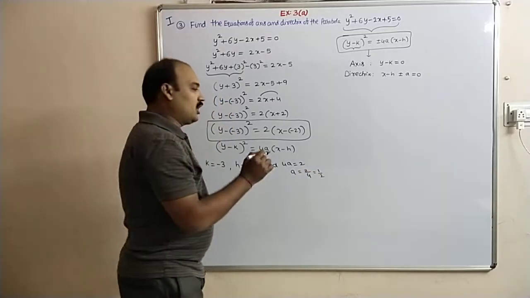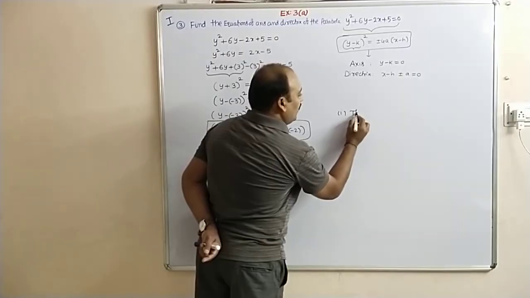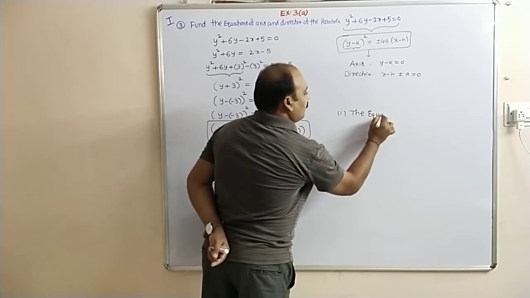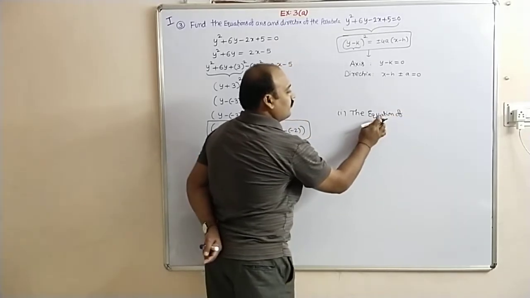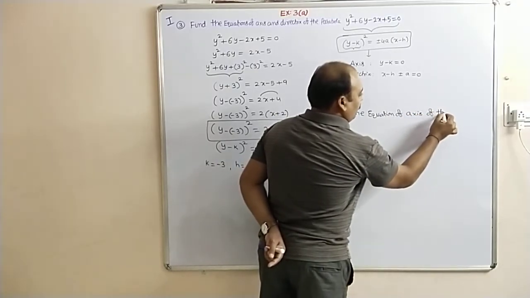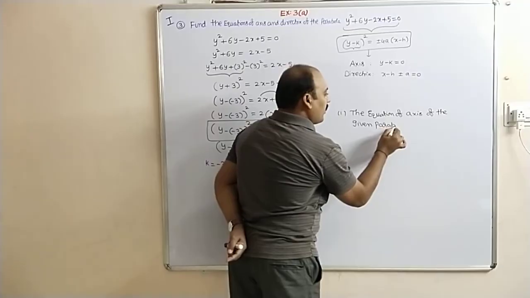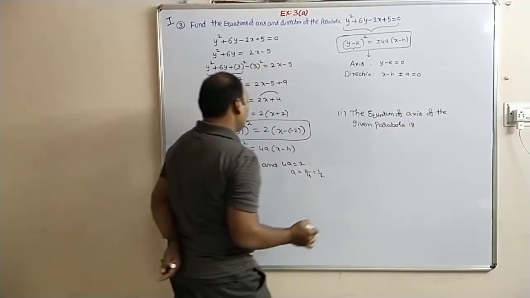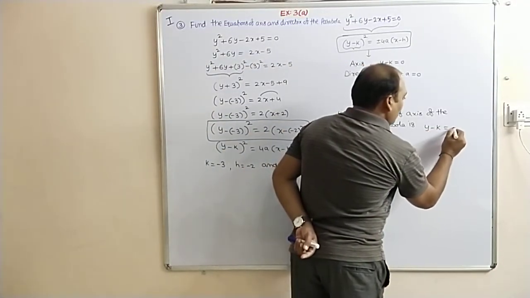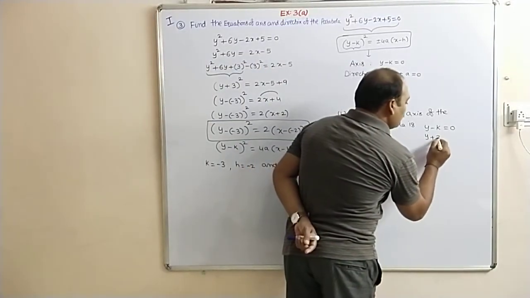After getting this value, come to the axis and directrix. First one, the equation of axis. For the given parabola, y minus k equal to 0. What is k here? Minus 3. So y minus of minus 3, y plus 3 equal to 0.